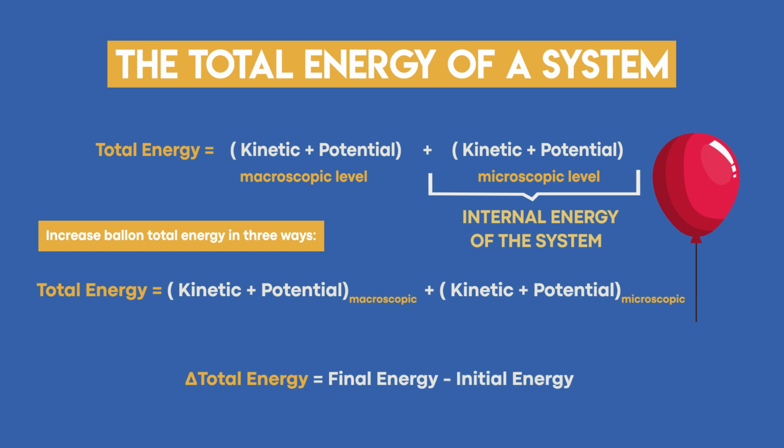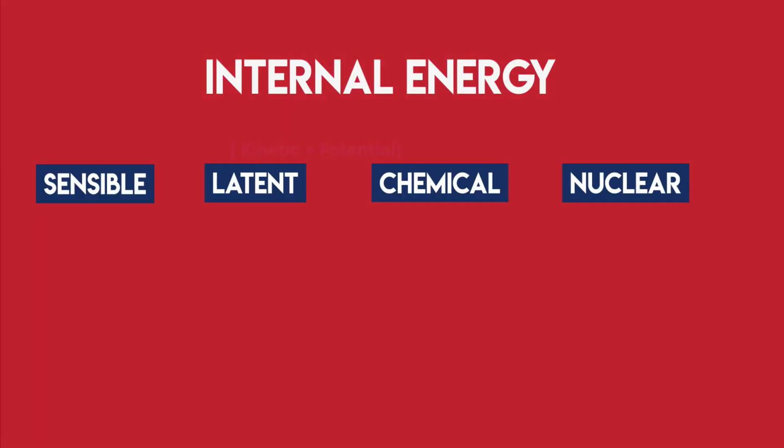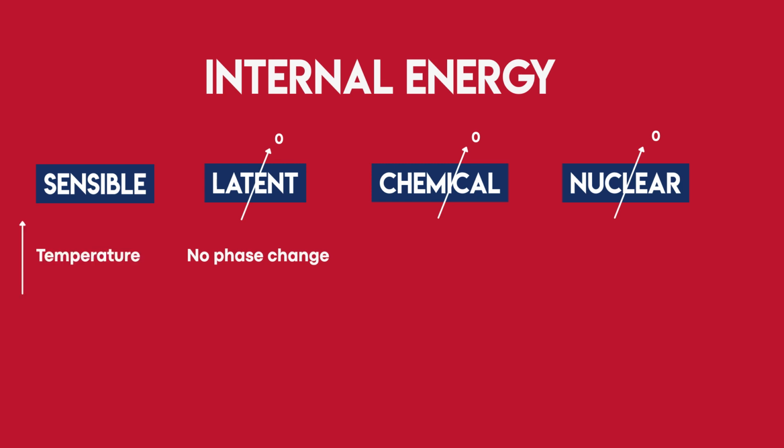If we assume that the balloon is flying at a stationary height, the only way its energy can be increased is by increasing its internal energy. As we saw, internal energy has 4 different components. Let's say at the given temperature and pressure, the helium balloon cannot undergo a phase change process. Its chemical and nuclear energy also stay the same. So the only way to increase its energy now is by increasing its temperature.